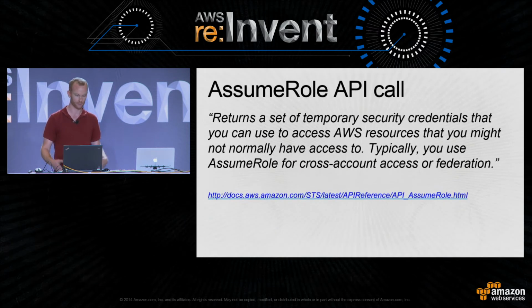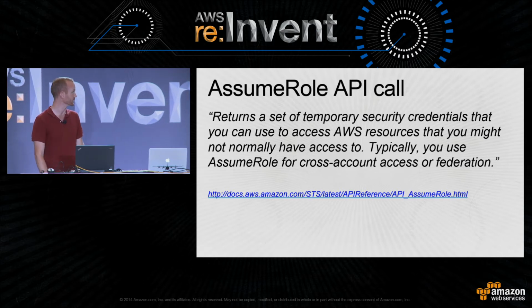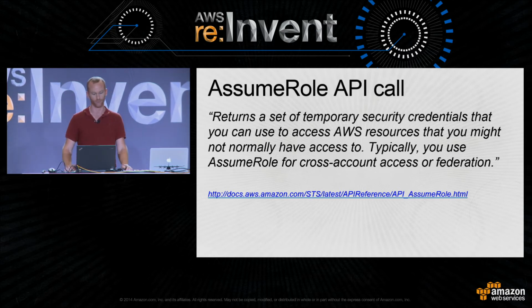So how are we going to do this? What we're going to do today is a deep dive on assume role. I think we're going to have a bit of fun with it. So this is straight out of the documentation. It returns a set of temporary security credentials. You can use these to access other AWS resources, typically going into someone else's account.